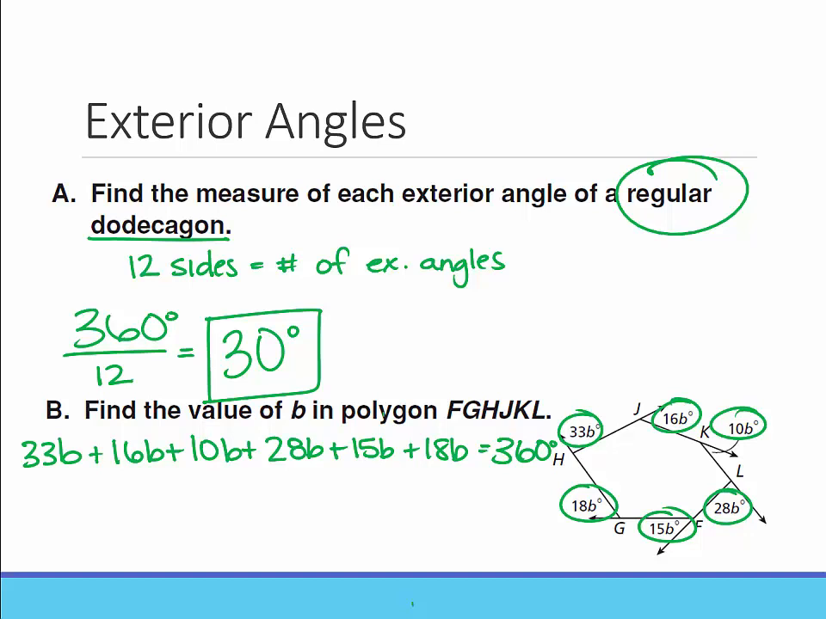So then I'm going to add 33, 16, 10, 28, 15, and 18. So I end up with 120b equals 360. Do a little algebra, I'll divide 360 by 120 and get that b has to be 3. That's all it wanted us to find, the value of b, so we're done. If it asks for each angle measure, you know we'd have to plug that back in, but luckily we don't.